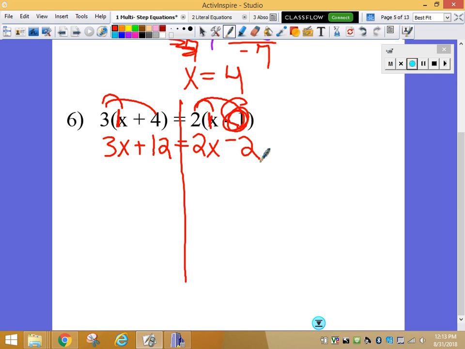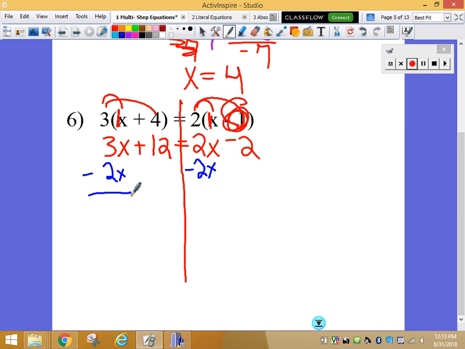Okay, so that's step 1. You're really just distributing. There's nothing I can combine. Over here on the left, I have 3x plus 12. On the right, I have 2x minus 2. None of those can be combined. So I'm going to move on to step 2. Step 2 says move your x to the left. So it's a positive 2x. So I'm going to subtract 2x on both sides.